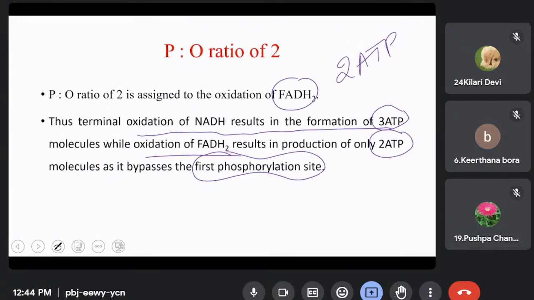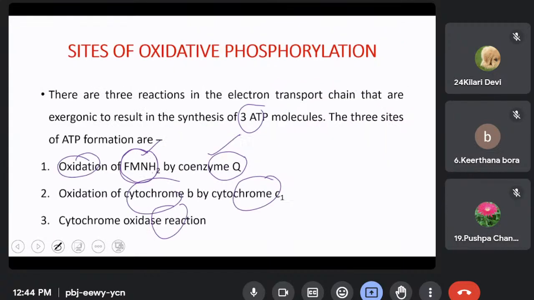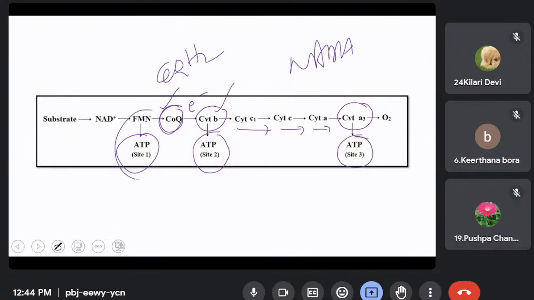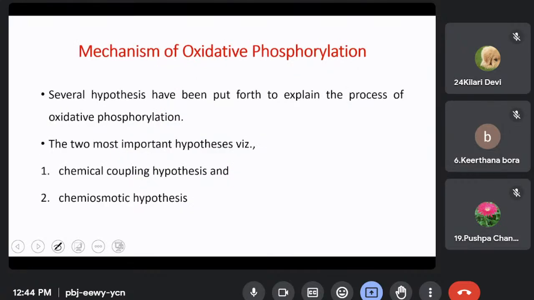Whereas in the case of FADH2, the first phosphorylation site is said to be bypassed. Electrons are transported, but protons are not translocated. And that is the reason why here it has a P/O ratio of 2 only, whereas NADH has a P/O ratio of 3. And coming to the mechanism of oxidative phosphorylation, two theories have been put forward.